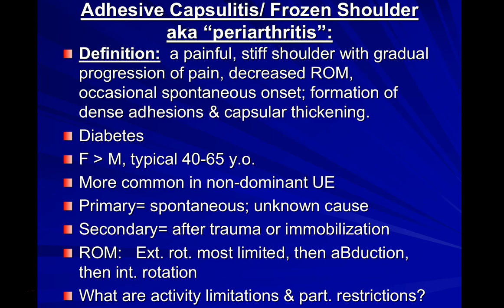So besides those insidious, spontaneous onsets, you can also get secondary periarthritis or frozen shoulder or adhesive capsulitis. All those terms basically mean the same thing. And that's usually following some kind of immobilization or trauma to the shoulder. So for example, somebody who had to be immobilized for a while, probably the most common that I've seen is your elderly patient who has a fractured proximal humerus.